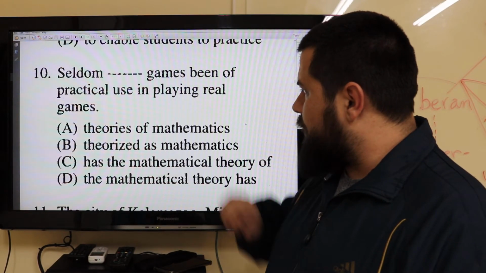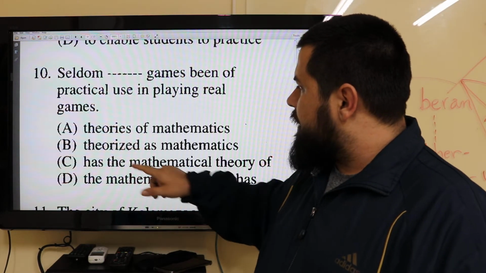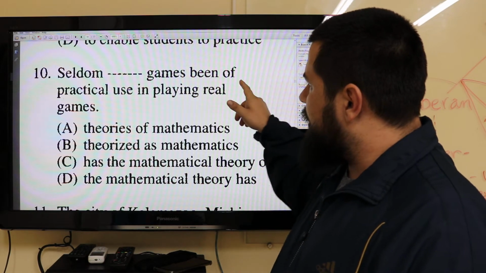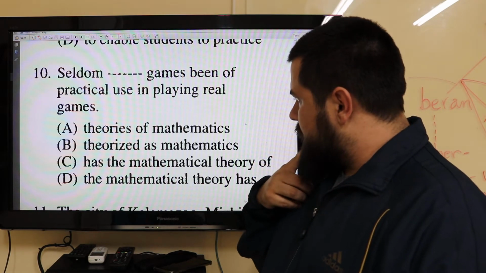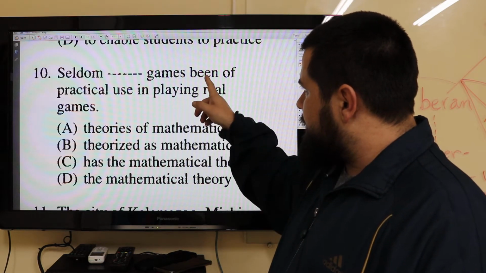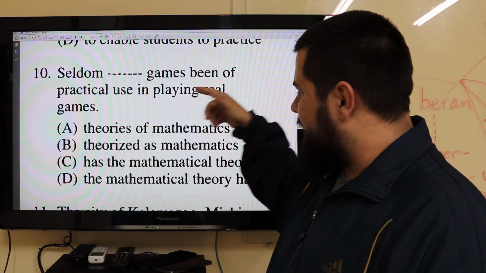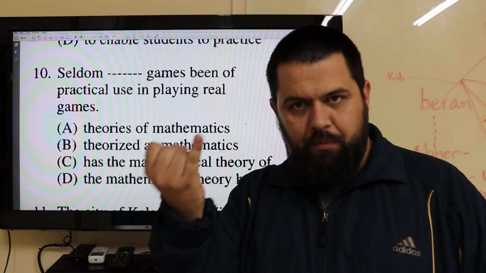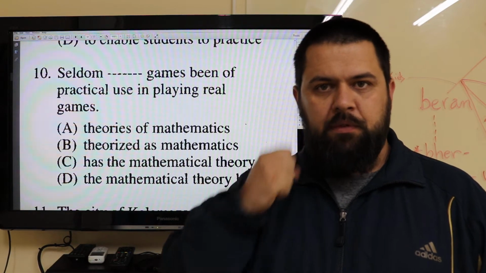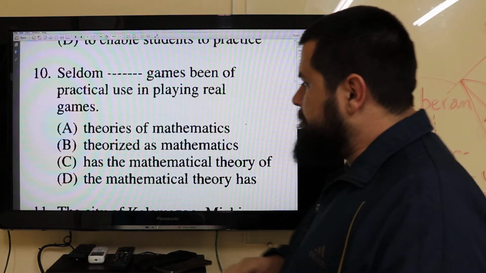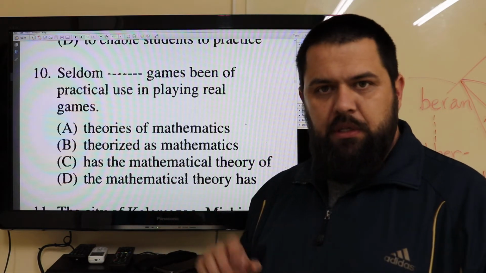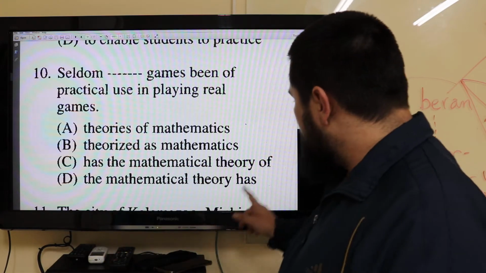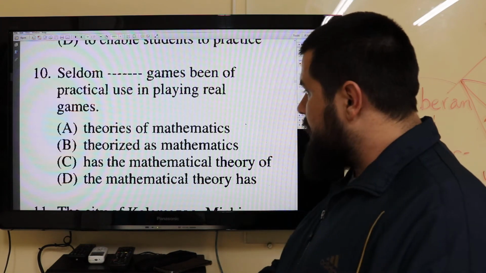Let's try this one here, letter B. Seldom theorized as mathematics games been of practical use in playing real games. Again, we have this "been" with no verb to be to form passive voice, or have as an auxiliary. Okay, now it's interesting because both of the last ones have the element we need. Okay, so we have "has" here and we have "has" here, right?